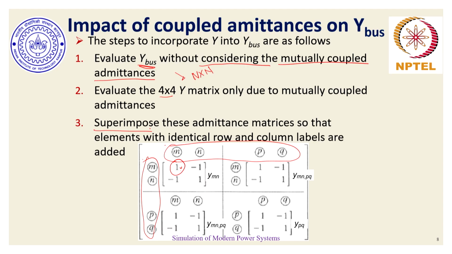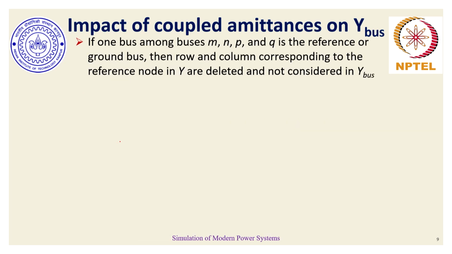That is where the implication of superimposition comes in. We superimpose this N cross N and 4 cross 4 matrix element wise. If the 4 cross 4 Y bus has an element at M comma N, it should also be present in the M comma N position of the actual N cross N Y bus network. That is how the superposition of the row and column labels comes in.